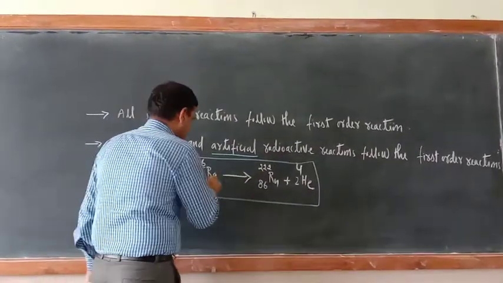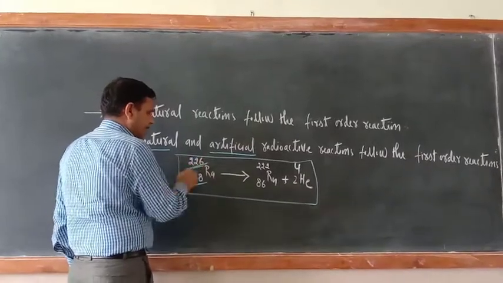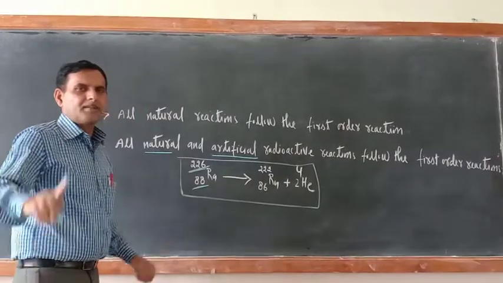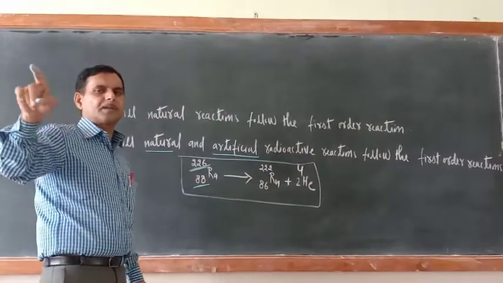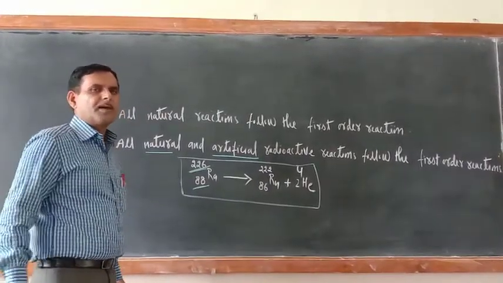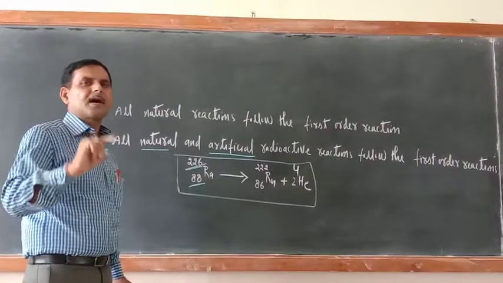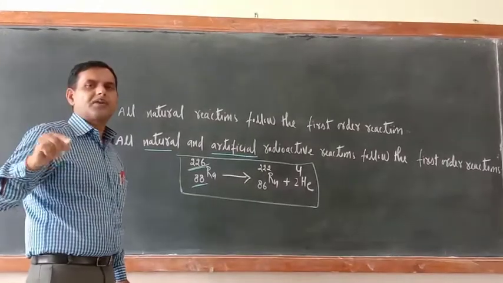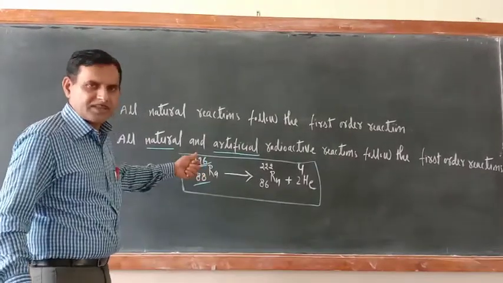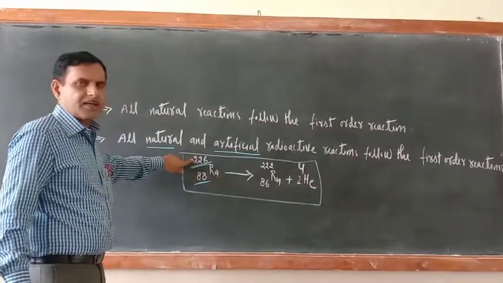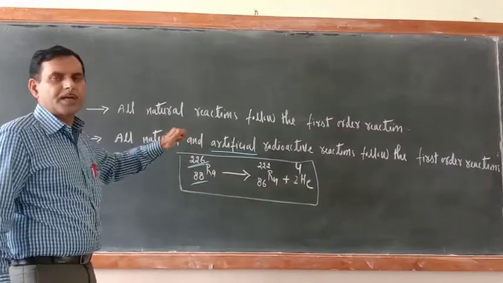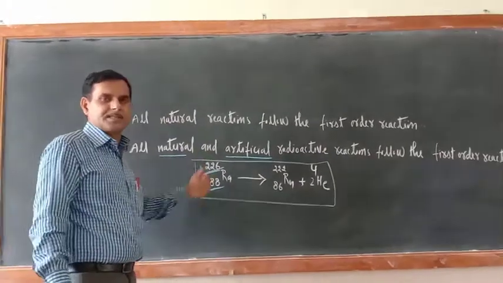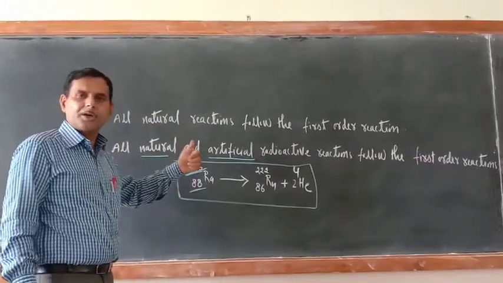So always remember, this is basically mass number 226. There is a difference between atomic mass and mass number. Mass number is the sum of protons plus neutrons. But what is the atomic mass? Atomic mass is the mass of an atom of an element relative to 1/12th the mass of a carbon-12 isotope. Generally we use the words atomic mass and mass number interchangeably, but there is a basic difference, and I have already told you that difference.